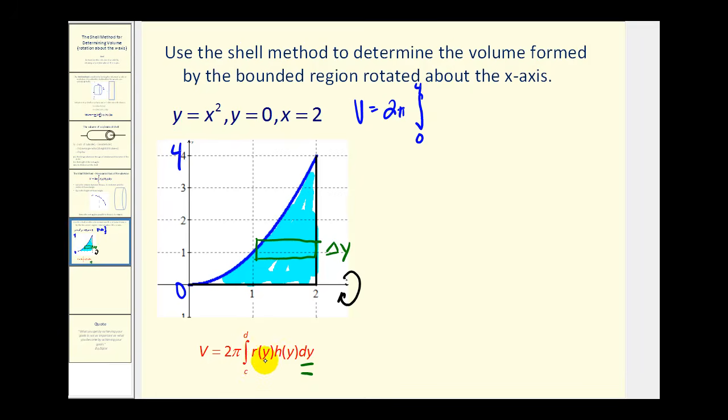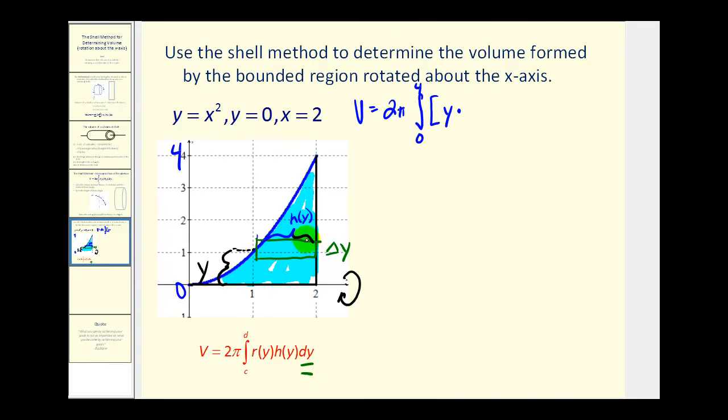Now we have to determine the radius, or the distance from the center of the rectangle to the axis of rotation. Well, that's going to be this distance here, which would be equal to y. We want to multiply this by the height of that rectangle. Now the height of the rectangle will be the distance from here to here, determined by the line x equals 2 and the blue function. It's going to take some thought to determine how to express this. It must be expressed in terms of y.